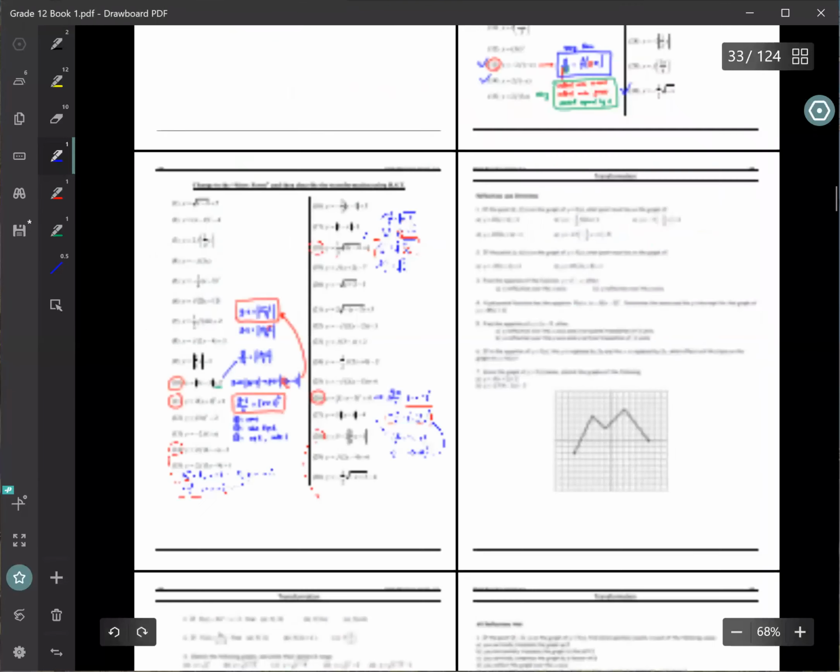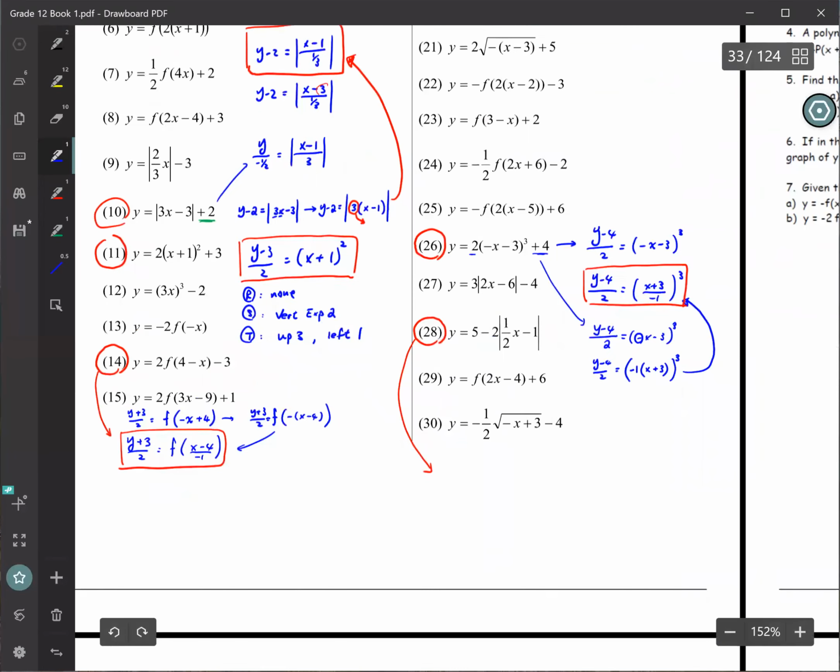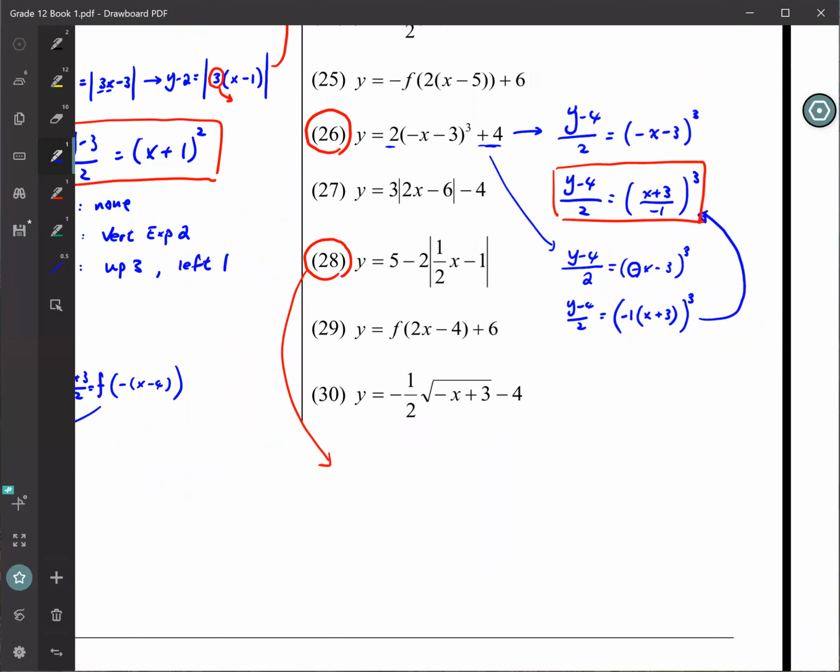How many did we do? We did 1, 2, 3, 4, 5, 6. Okay. Raise your hand if you finished the story form.